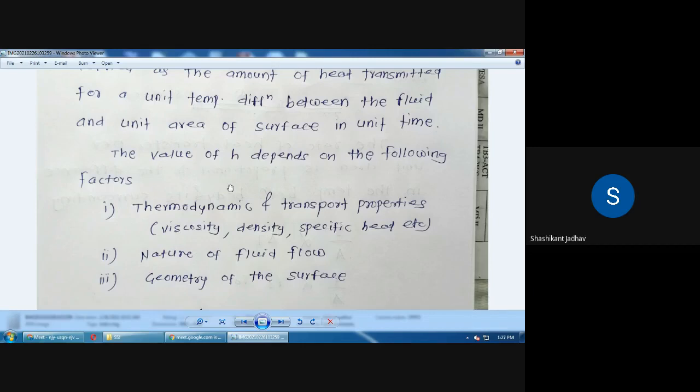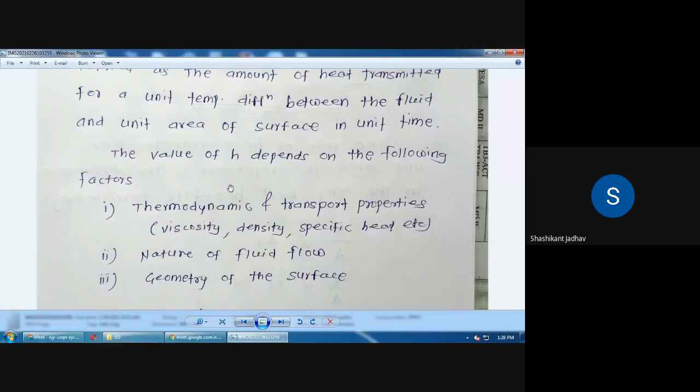Then third is geometry of the surface. Whatever surface we are considering, on that surface fluid is flowing. So what is the geometry of that surface? There are different shapes possible. So due to the shape, what will happen? The heat transfer coefficient will be different. So according to the shape, the heat transfer coefficient depends.